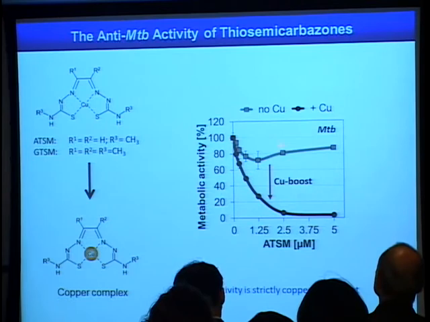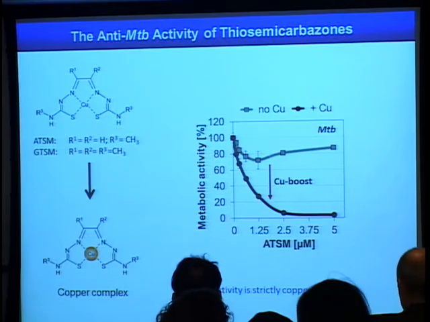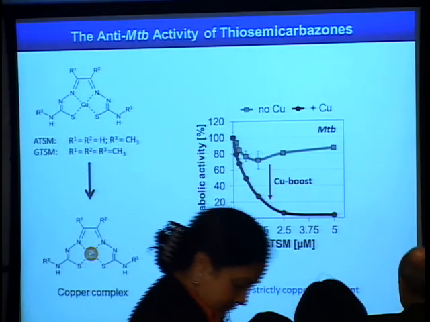And here's the activity profile of ATSM. As you can see, there was no significant activity against Mycobacterium tuberculosis in the absence of copper. But if we add copper to the assay, these compounds are quite potent. They act against Mycobacterium tuberculosis in the lower micromolar range.